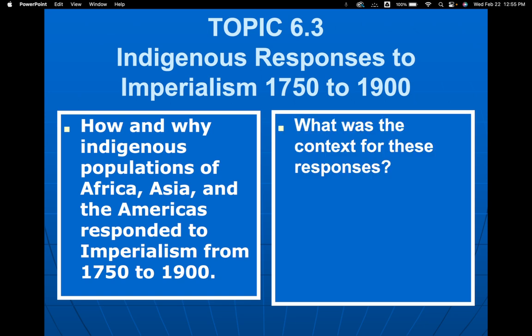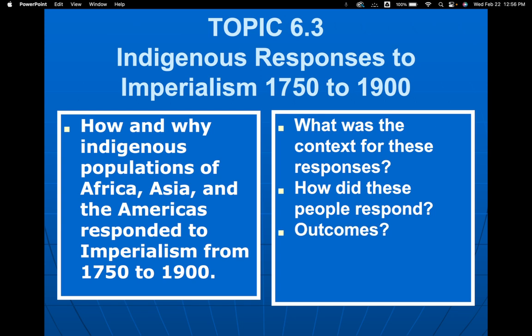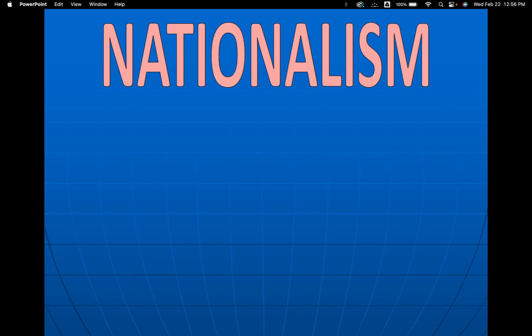So, first of all, we're going to talk a little bit about the context for these responses. Then we're going to get into the why and the how, and ultimately talk about the outcomes. So, we begin with the context. We know all about imperialism and how the Industrial Revolution created the needs for markets, resources, and investments in other areas of the world. How it also gave the strong nations a great advantage over the ones that we called weak nations.